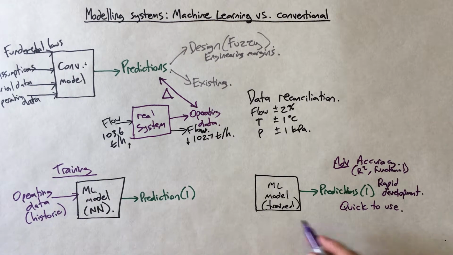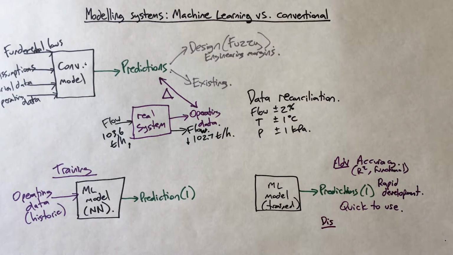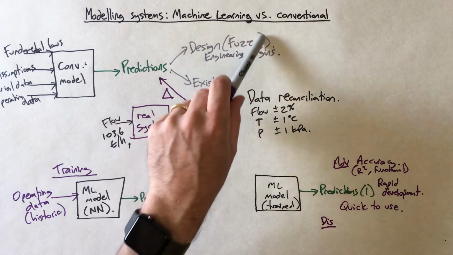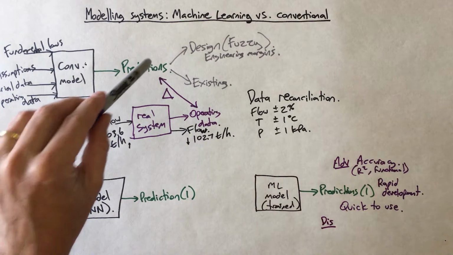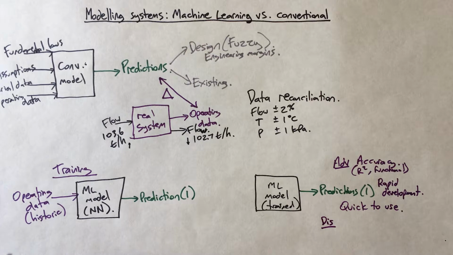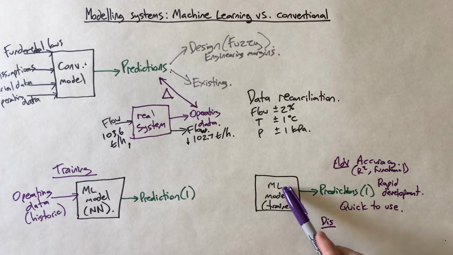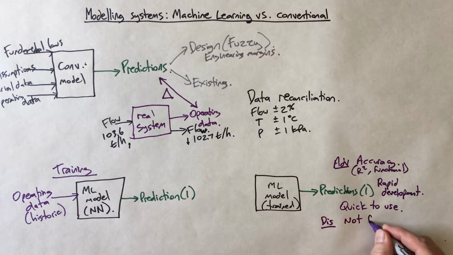I guess one of the key disadvantages of machine learning models, just by the nature of it, is that machine learning models rely on data sets to be built. And if you want to do design, you can't do design with machine learning, at least not very easily. The reason for that is, if you're building a model of a real system and the real system doesn't yet exist, you don't have the data. And so machine learning models are much better for systems that already exist and modeling systems. So I'll just say the disadvantage is not for design.